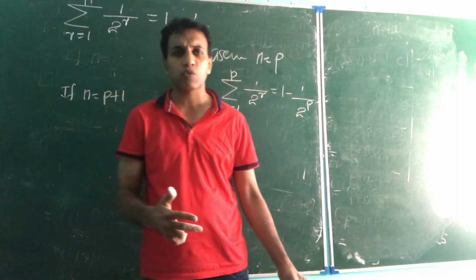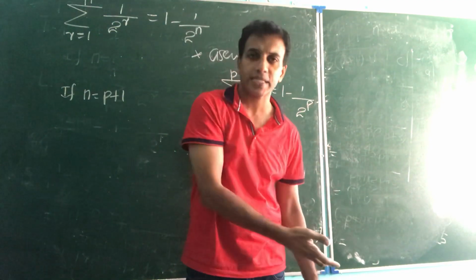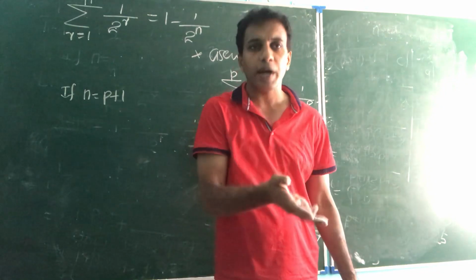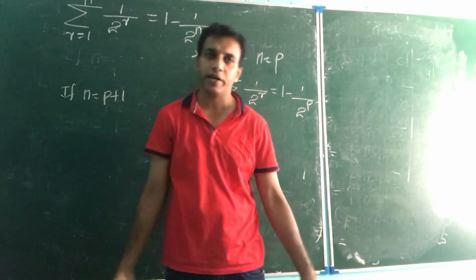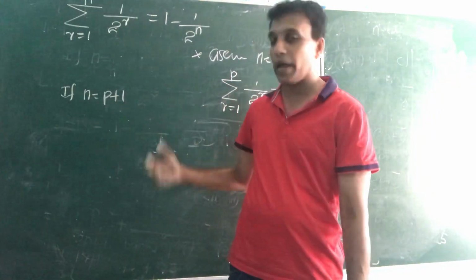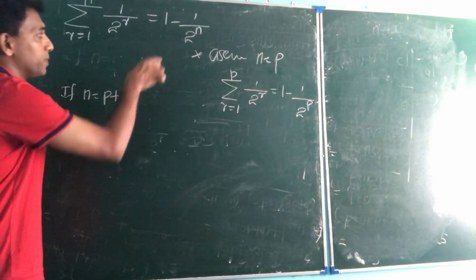What do we mean by p plus 1? If there are 50 numbers, 50 plus 1 is the 51st term. If it's 100 numbers, 100 plus 1. 20 numbers means the 21st number, right? That's the meaning of this sum of p plus 1 terms. So what happens if n equal p plus 1?